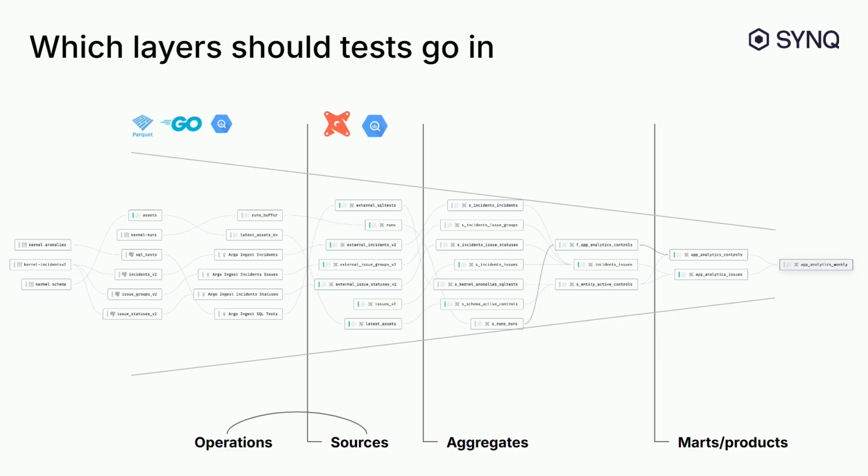So when you think about how you deploy tests, I think about it from how data moves through your pipeline, going from operational systems into sources, from sources through transformations in the data warehouse, and finally into data models and marts that are ready to use.